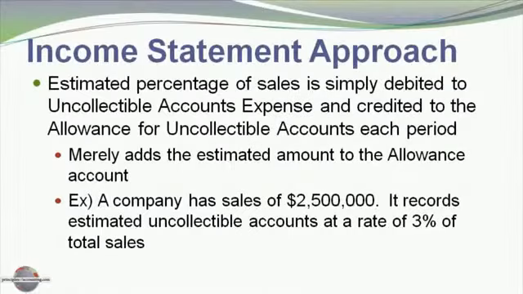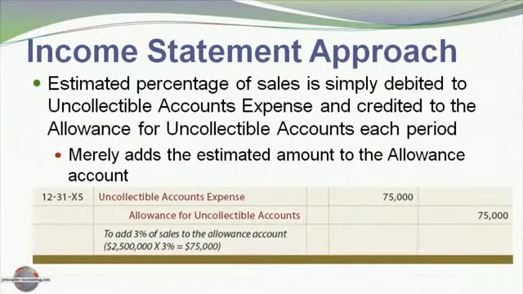For example, assume a company has $2,500,000 in sales. Assume it estimates that 3% of sales prove uncollectible. Without regard to the amount that's already in the allowance account, this suggests that an additional $75,000, 3% of $2,500,000, needs to be added to the allowance account. We're debiting expense and crediting the allowance for that extra $75,000.